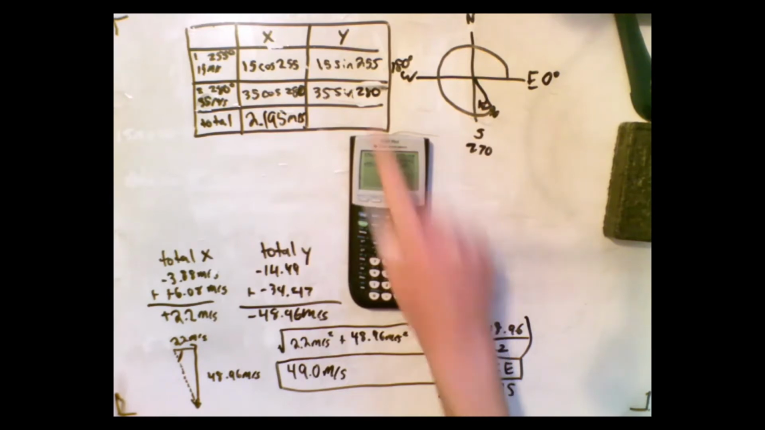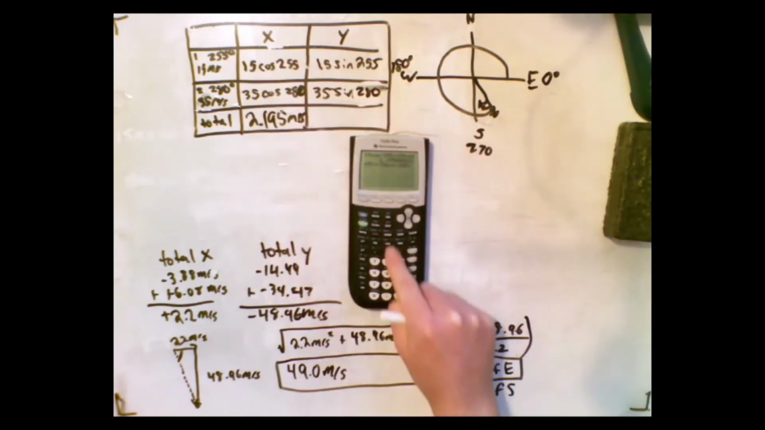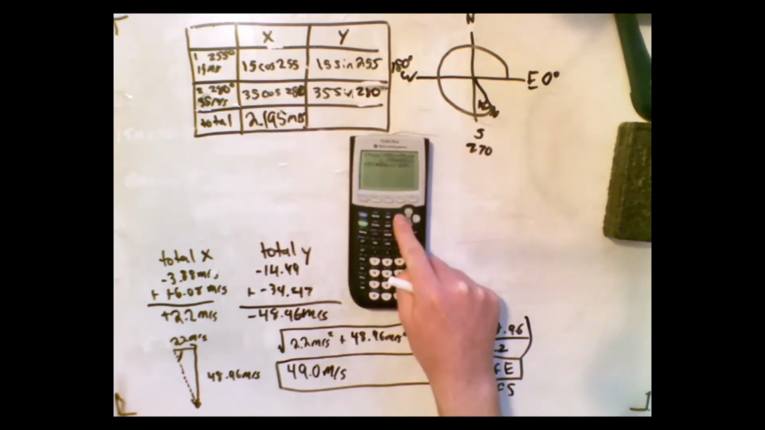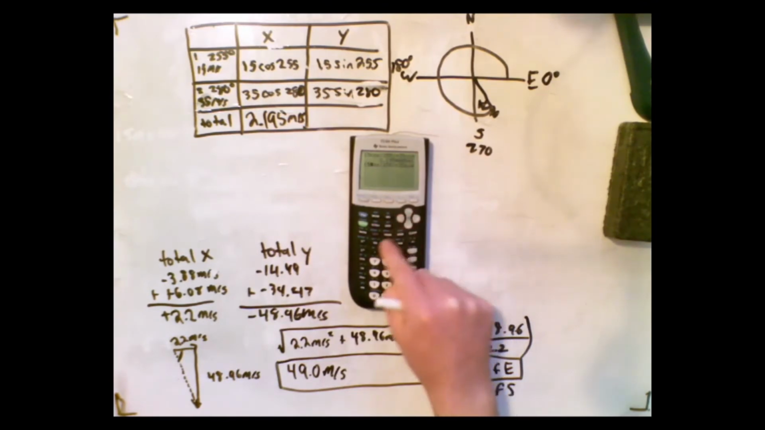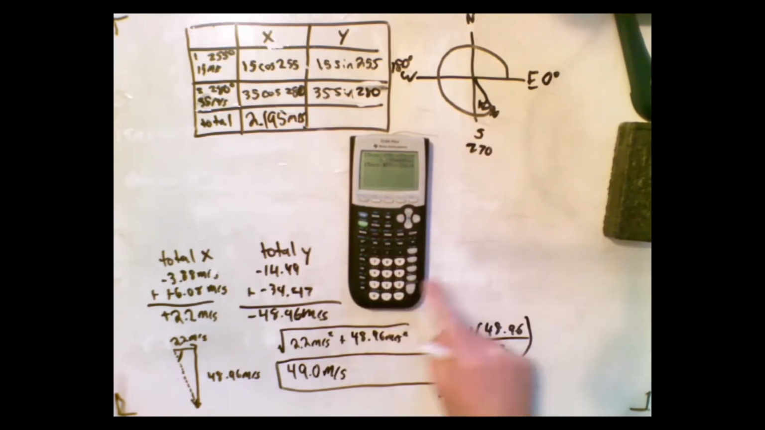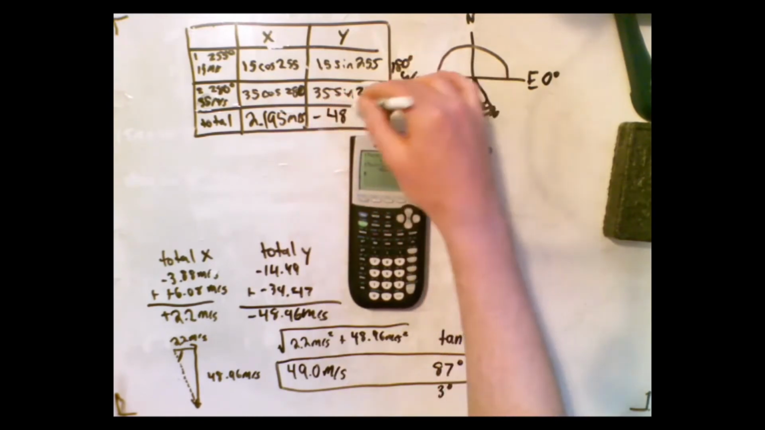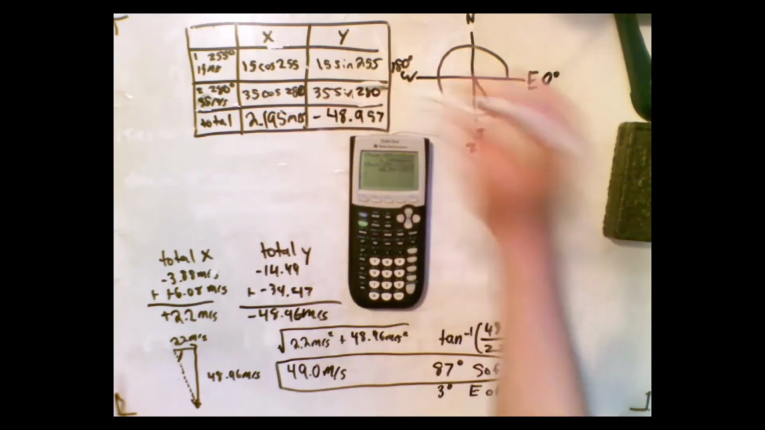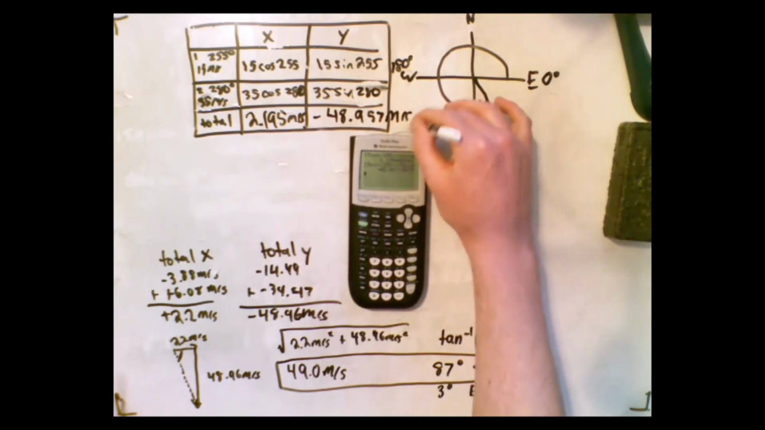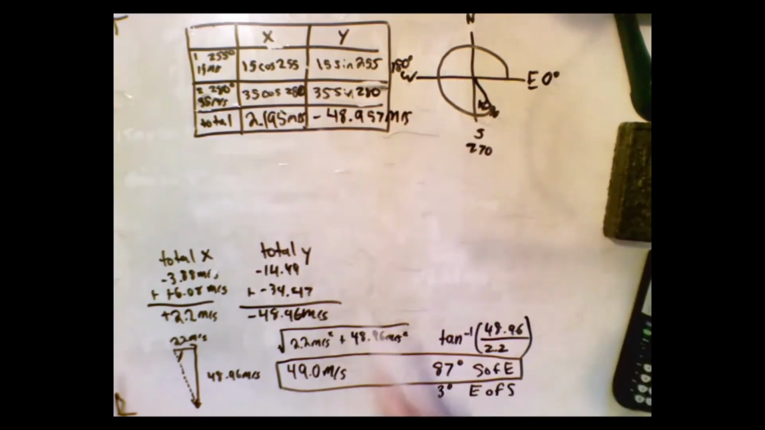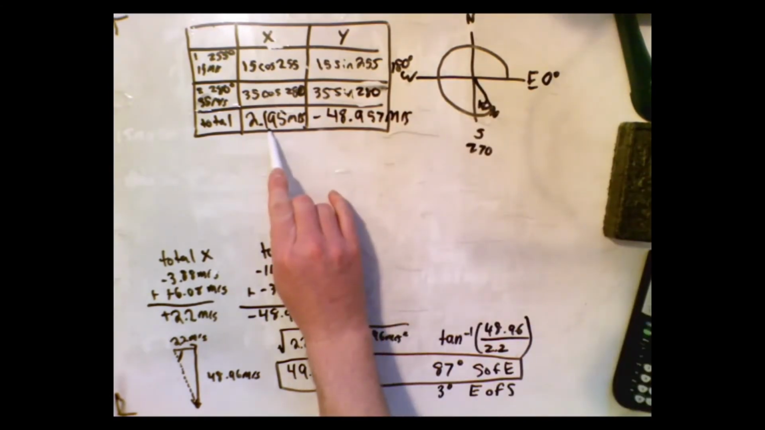And the only difference between the x and the y is our y's are sine. So I just go over to cos and switch it to sine. And I go over to cos, switch it to sine. And I end up getting negative 48.957. And that's meters per second. So we look at this answer, 2.195, 2.2.